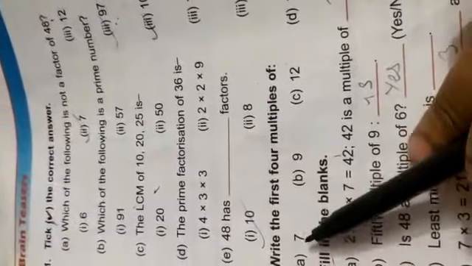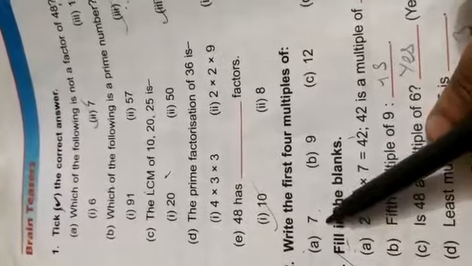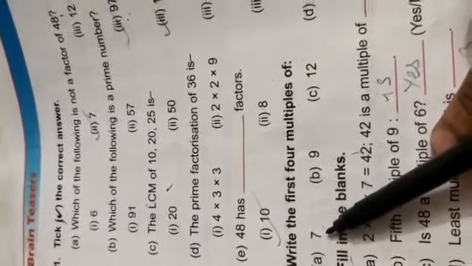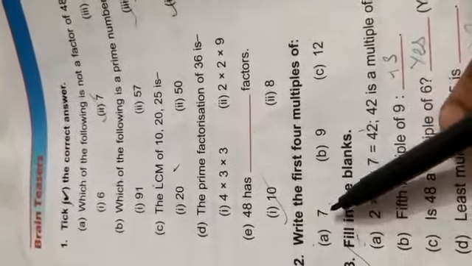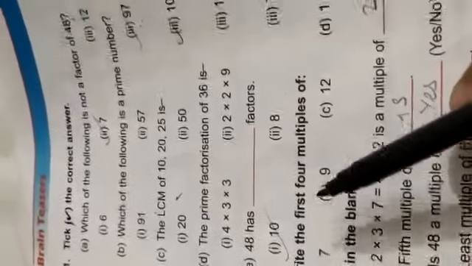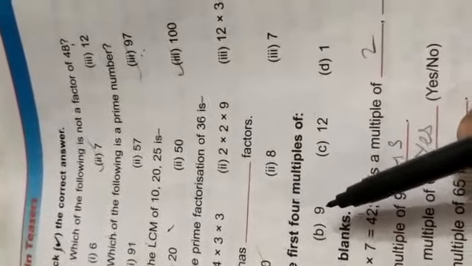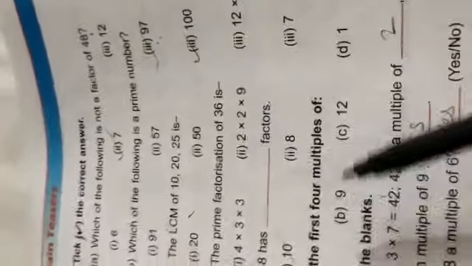Now question number 2. What are the first 4 multiples of 7? 7 1s are 7, 7 2s are 14, 7 3s are 21, 7 4s are 28. So 7, 14, 21 and 28 are the first 4 multiples of 7. Now the first 4 multiples of 9 are 9, 18, 27, 36. Similarly, you have to find out for 12 and 13.